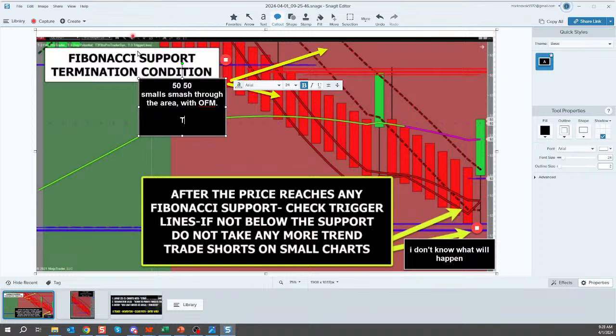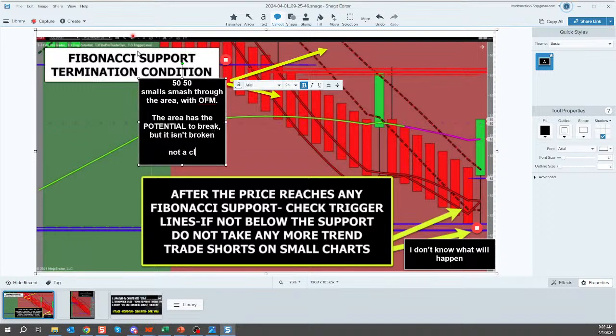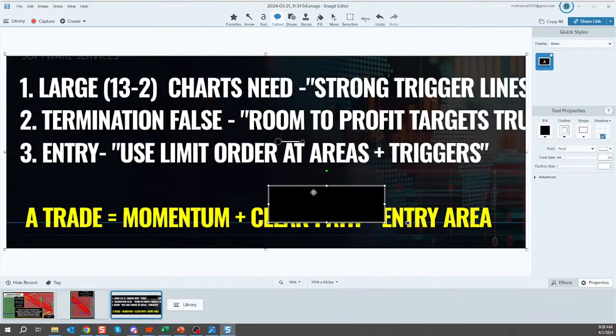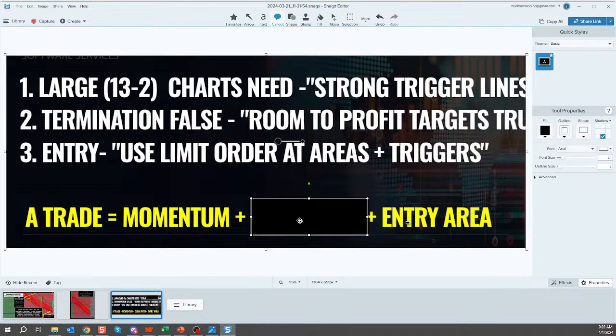And then what it means is the area has the potential to break, but it isn't broken, which means that it's not a clear path. Rule 2 not met. So guys, this is what it looks like when an area has the potential to break. The small triggers absolutely smash through, the large triggers do not. Support has the potential to become resistance, but it's not resistance yet, which means that if I go to my rules, I have to say to myself, I don't have a clear path.